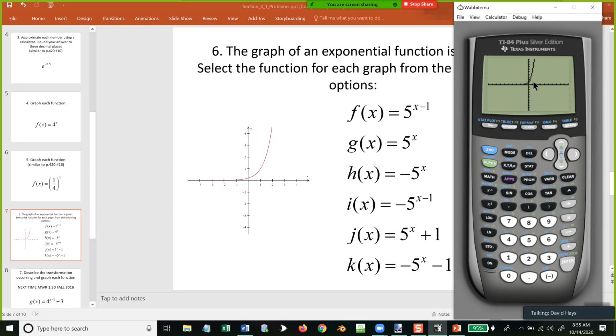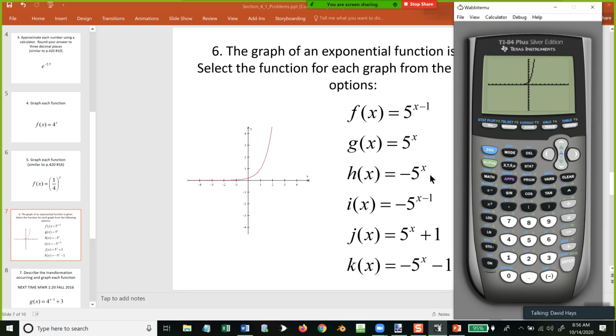So it looks like this. Looks like it passes through 1. Well, as I look at this right here, these numbers in here are shifts, if you remember those from before. When a number's inside with the x, in this case inside the exponent, that's going to shift it left to right. So it's -1, which makes us think left 1, but it's really being shifted right 1. And that actually is the answer, because it does look like that's been shifted right 1.